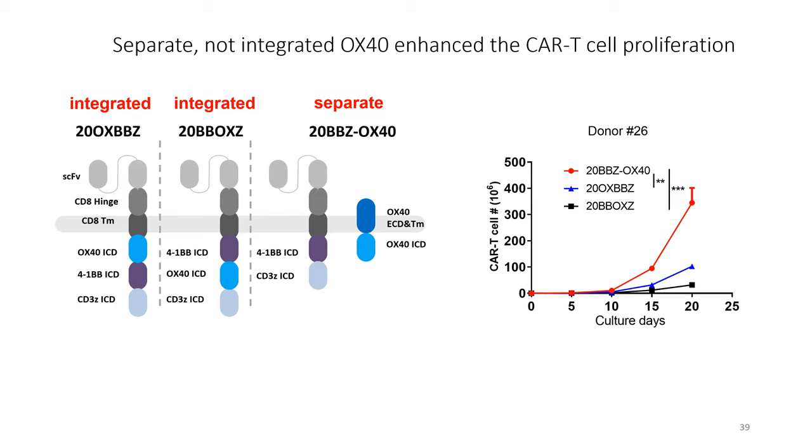So we also tested whether this OX40 can be used as a third generation of CAR T. In third generation CAR T, the two co-stimulation domains are physically linked together, tandemly linked together. But in our test experiment, we find that our 20BBZ-OX40 is better than two third generation CAR T with the OX40-BBZ, or in a different orientation, 20BBOX. So this suggests that this separate, not integrated OX40 is critical for our CAR design.